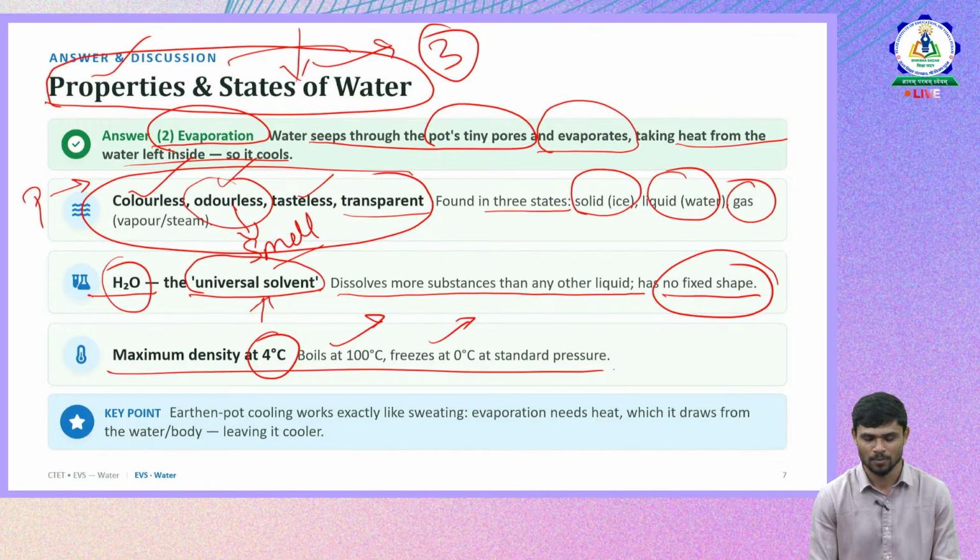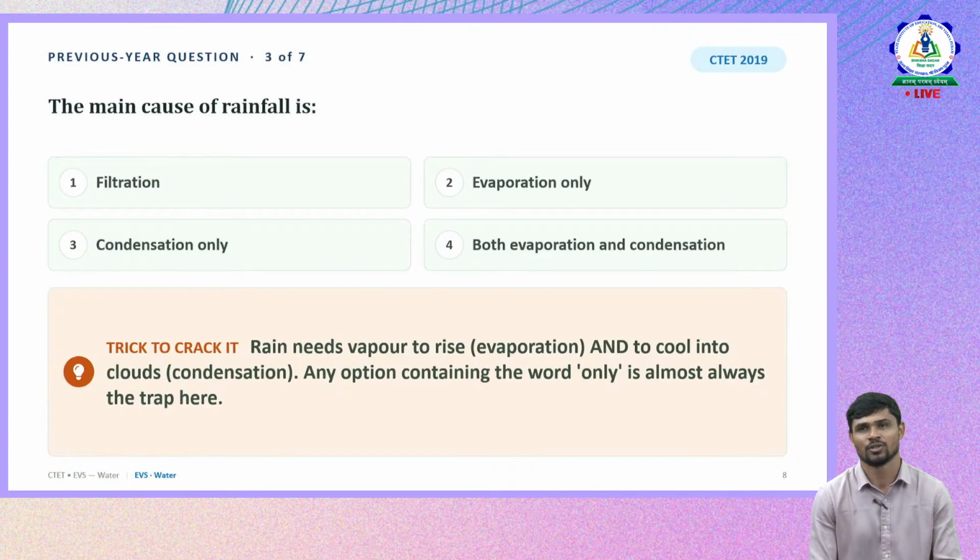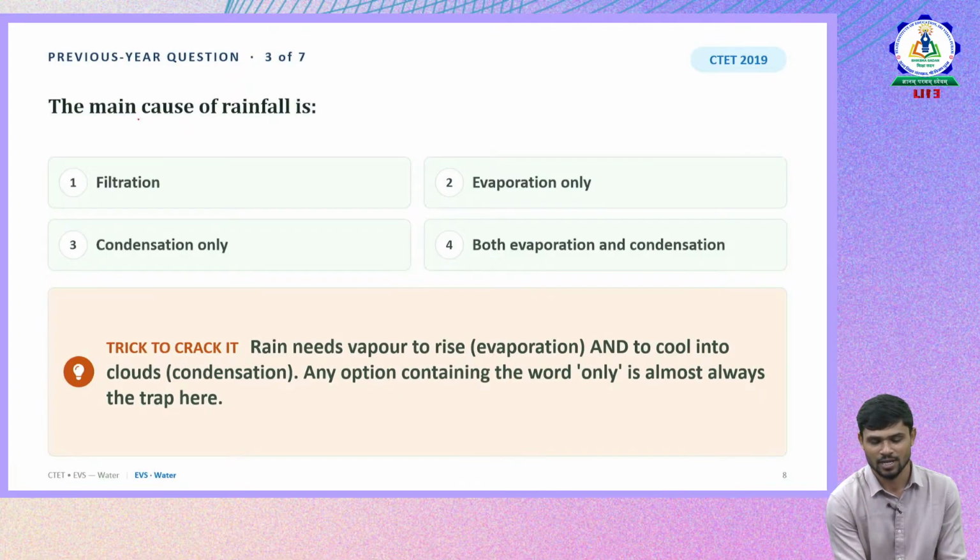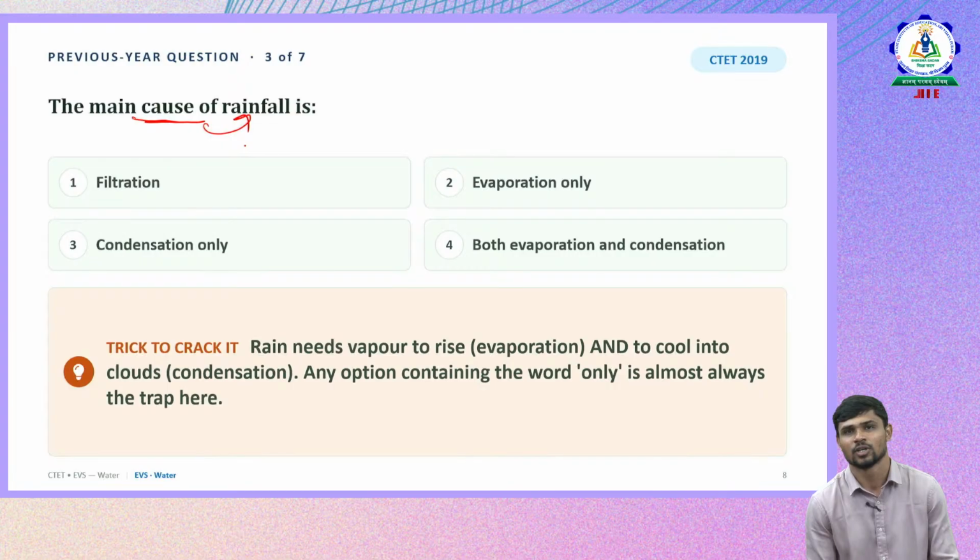These are the few majorly touched upon concepts, properties and states of water. So let us move forward to the next previous year question. The next question is, the main cause of rainfall is. They are asking about the cause of rainfall. Cause means how rain comes, what is the reason for rain? That is what they are asking.